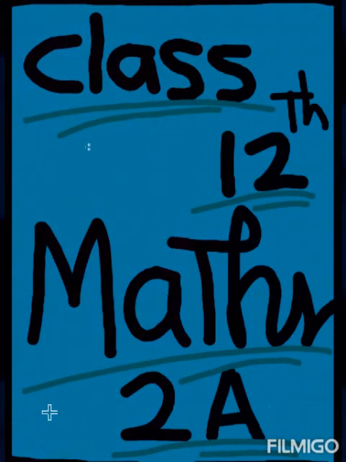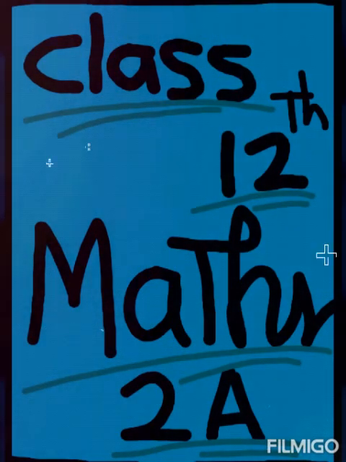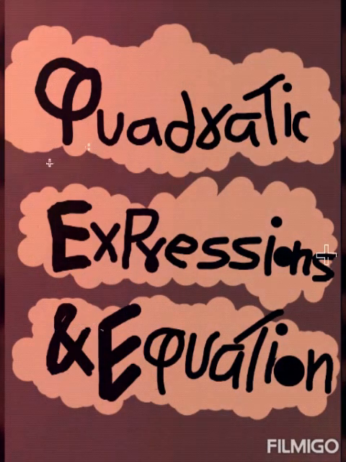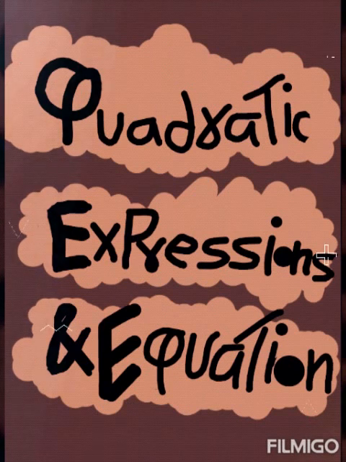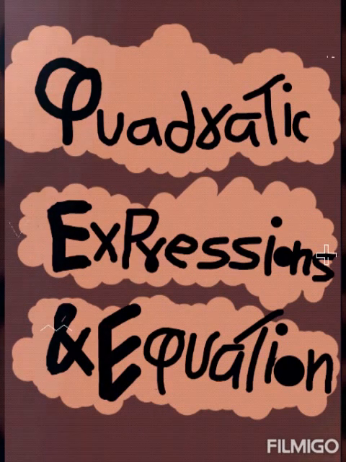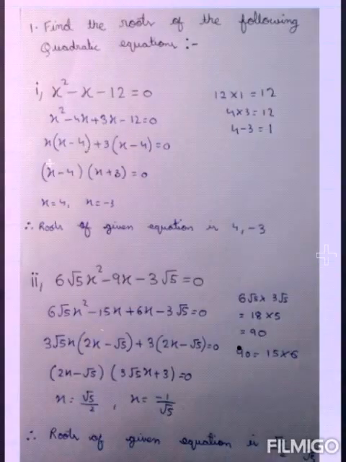So today we are going to discuss class 12 Maths 2A and the chapter Quadratic Expressions and Equations. So guys, in the previous video we had discussed some formulas. Based on that, today we are going to do a few more sums from Exercise 1 VSAQs, which have a weightage of 2 marks. So let's get started.